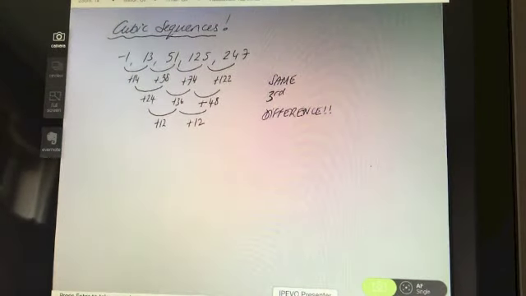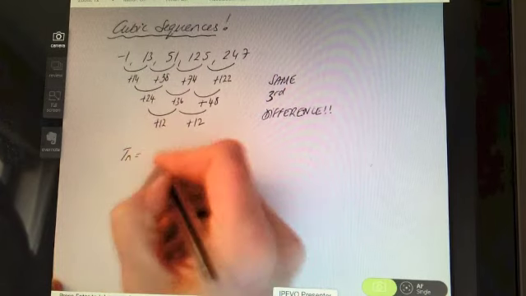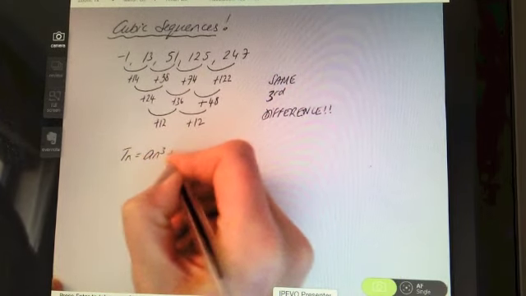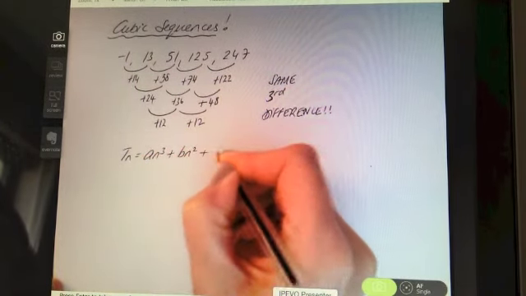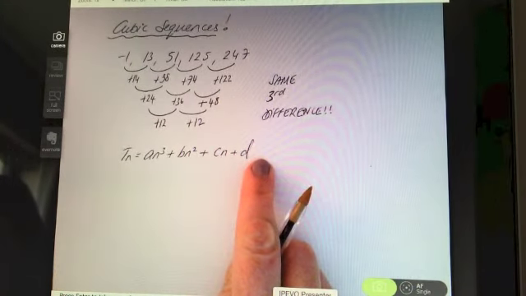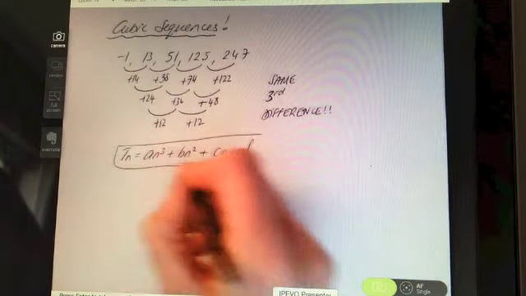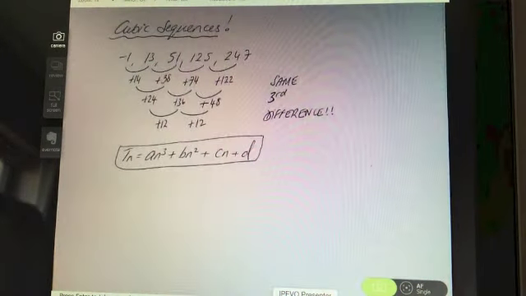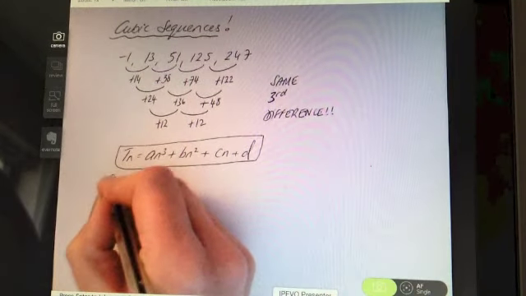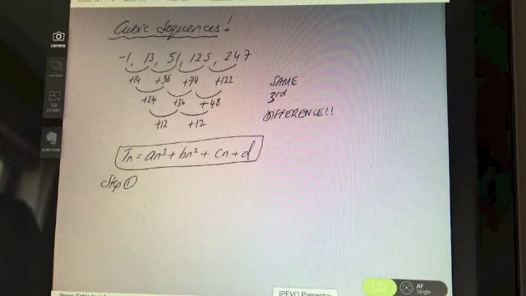So now the form of a cubic is going to be an cubed plus bn squared plus cn plus d. That's the form of any cubic. So again, this is something that you need to be familiar with and remember. And we're going to do step 1. Similar approach to how we did the quadratic sequence.